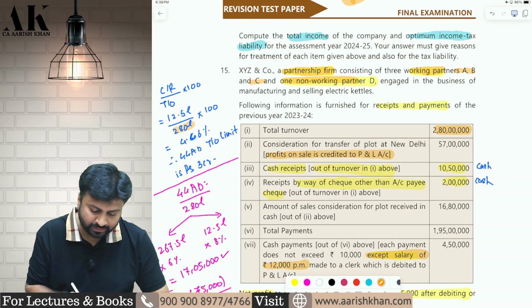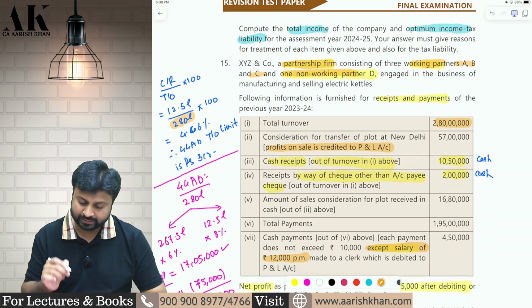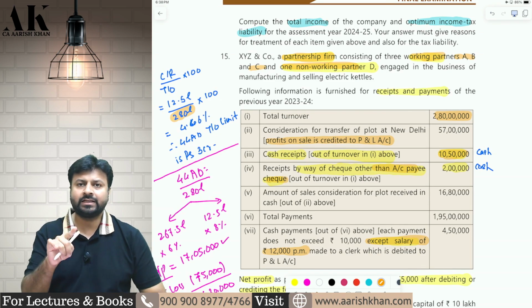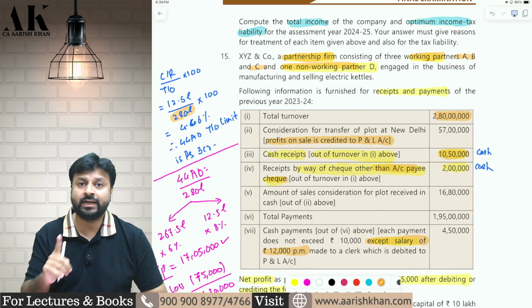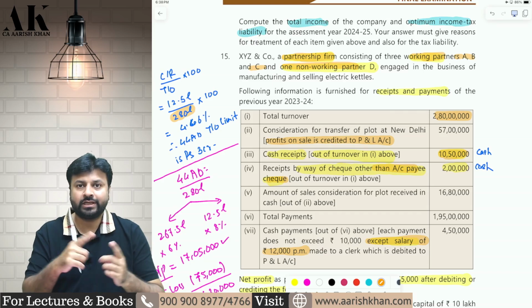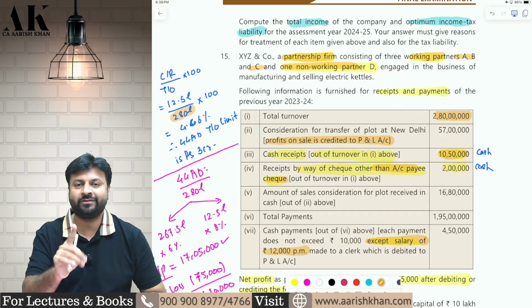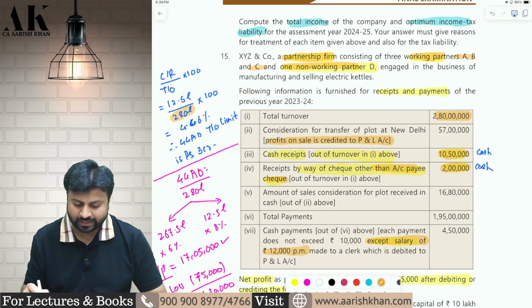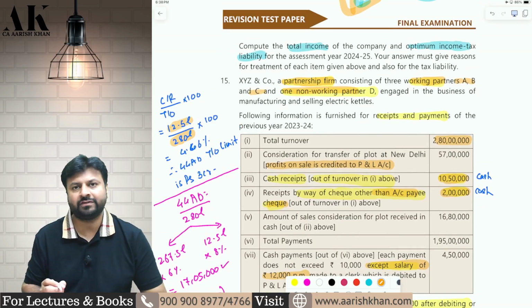Therefore, the turnover is 280 lakhs. How much is the cash receipt? Let's check. The first cash receipt is 10,50,000. The second receipt is by way of cheque other than account payee. Remember, any cheque other than account payee cheque is also treated as cash as per 44AD. You can keep your books open when I speak the things. Please, you can verify that. So any cheque other than account payee cheque is also cash. So therefore, this 2 lakh is also cash. Therefore, total cash receipt is 12,50,000.